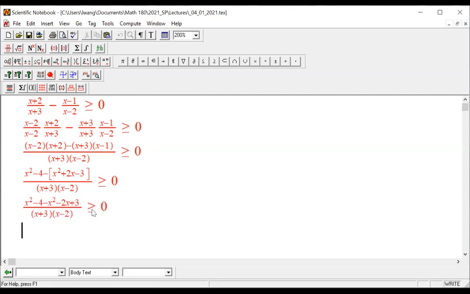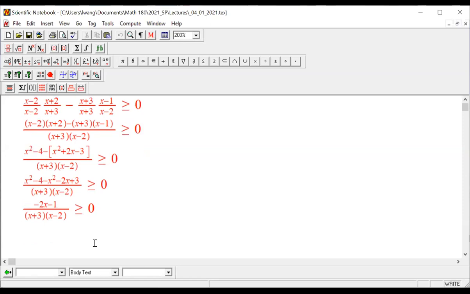Right? And now we combine like terms, and x squared, negative x squared, take away the x squared here. And this negative 2x and negative 4 and 3, that's making negative 1. And the 3 is gone. So I have a negative 2x minus 1 greater than or equal to 0. If I want to factor out the negative sign, I can. Okay, so I factor this out.